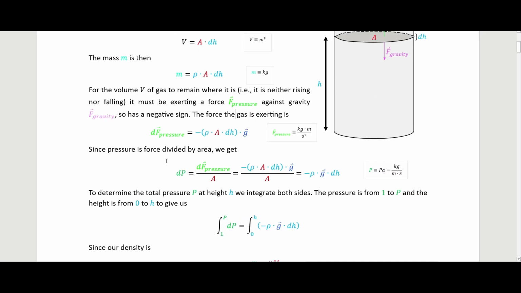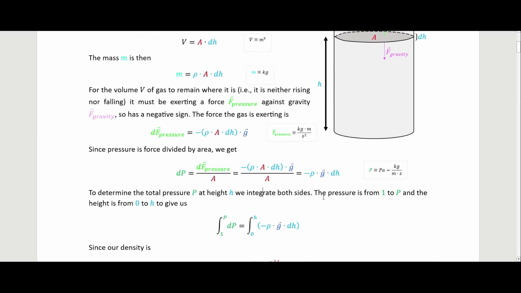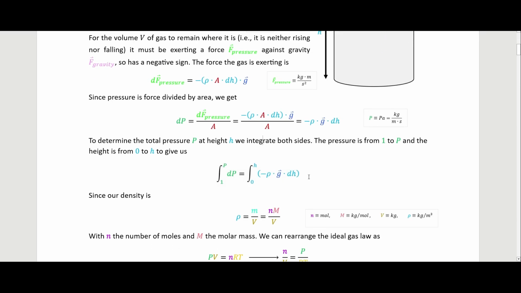Since pressure is force divided by area, so we want to take our force divided by the area, we want to do this. So this A will cancel out with this A. We just get this rho times this acceleration due to gravity times this thickness of our little disk right there. To determine the total pressure P at height h, so we're at some height h above the surface down here, we integrate both sides, and so we end up with this right here.